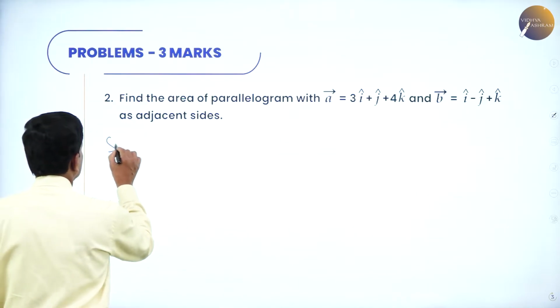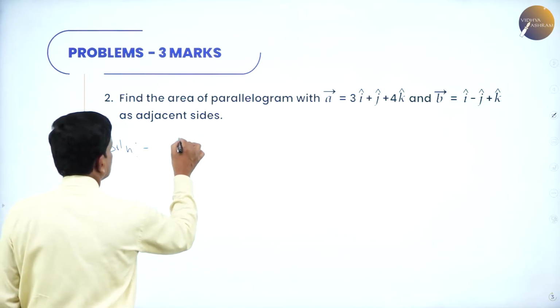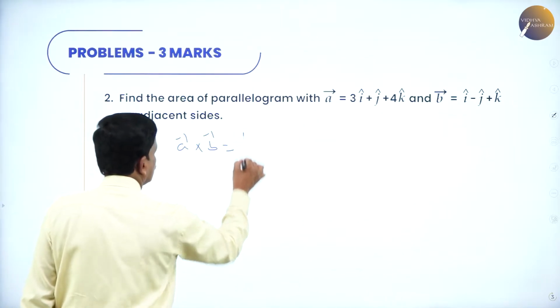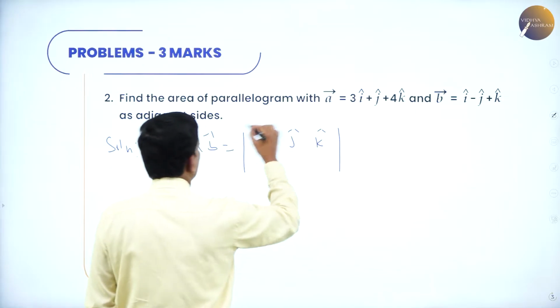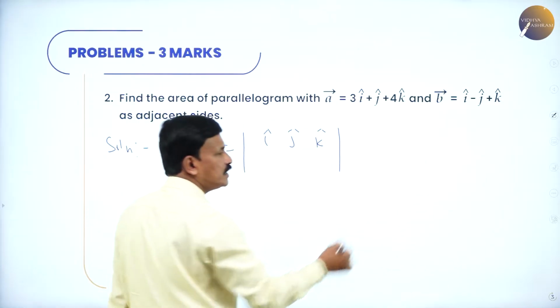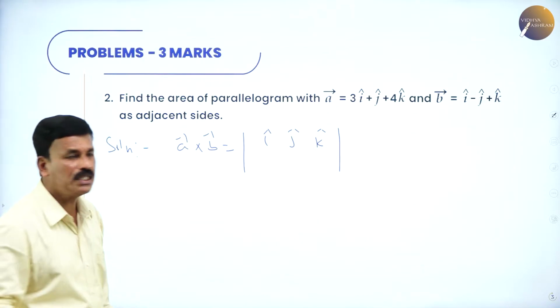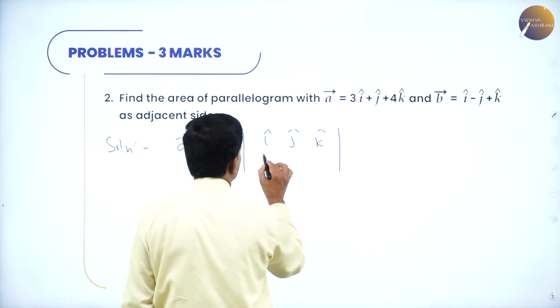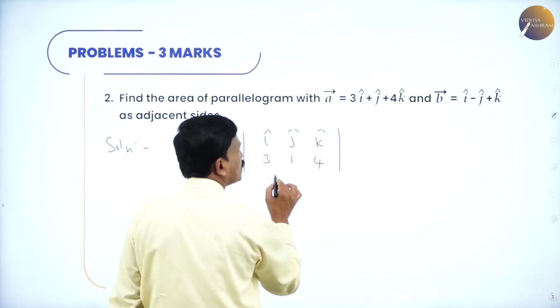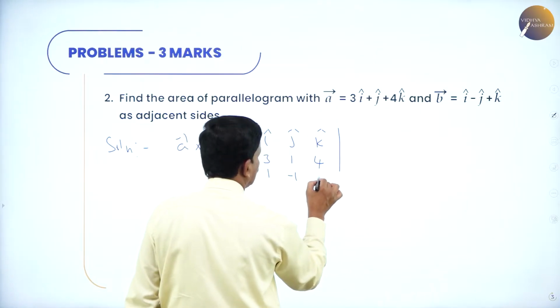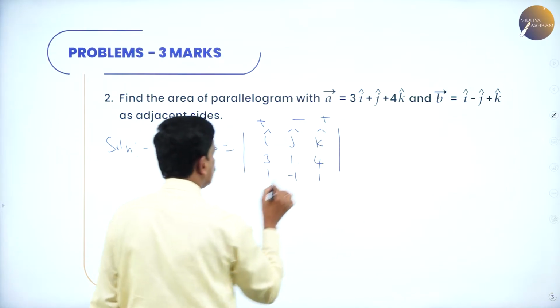What is given? A cross B is equal to the determinant with i cap, j cap, k cap and the coefficients of i, j, k in vectors A and B. Now given A and B, write down the coefficients 3, 1 and 4. For the second vector it is 1, minus 1 and plus 1. Expand with respect to the first row.